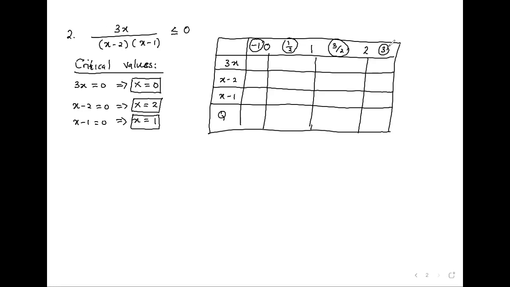-1 and 3x, it gives us negative. -1 minus 2, negative. -1 minus 1, negative. Negative times negative times negative, we still get negative. Then in normal cases, you expect to have a positive here, to have a minus here, to have a positive here. But you can confirm, you can check.